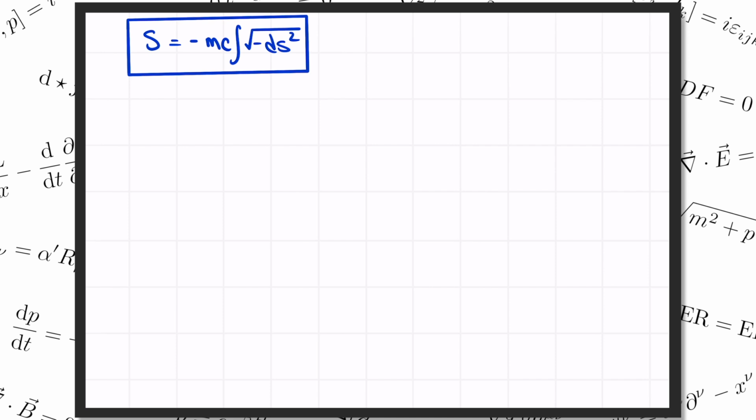Okay, there are two more things that I want to show you for right now. First, to take the variation of this action and actually show that it gives us the expected equation of motion. And second, to show that it's consistent with the Newtonian action that we wrote down before when the particle is moving slowly compared to the speed of light.